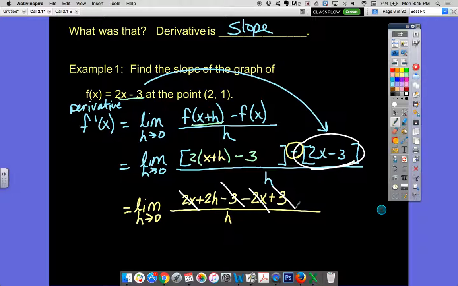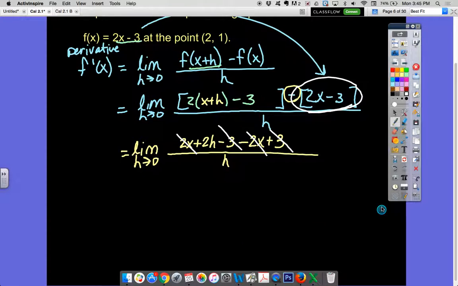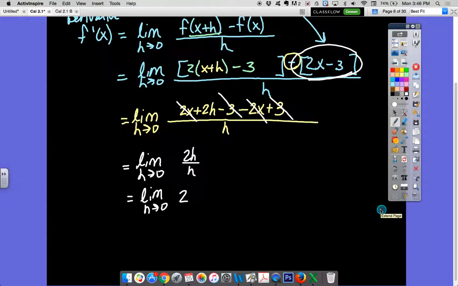And so let's get a little room here. This says the limit as h goes to 0 of 2h over h. Well, quite honestly, that simplifies, and you just have 2, and we haven't even done the limit yet. So then, if you evaluate this limit, there's not even an h.